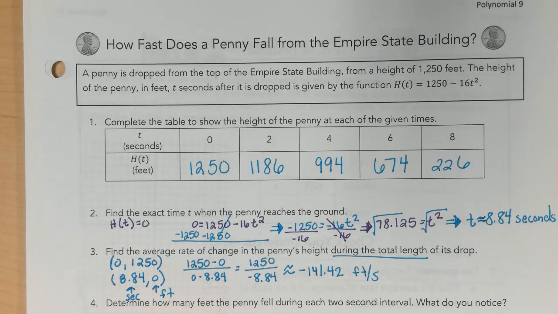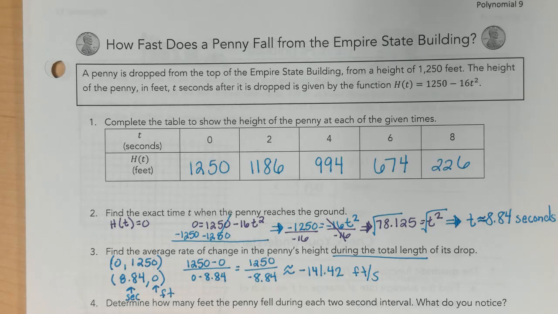Do we agree with that so far? Oh wait, that's like what we did on the delta map. Yes. So nothing of this is new so far. We agree with that? Okay. So here is where it comes in. It says determine how many feet the penny fell during each second interval.